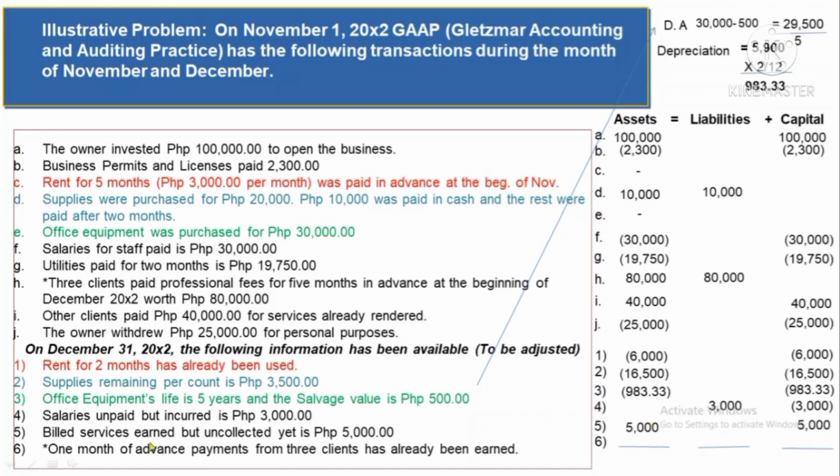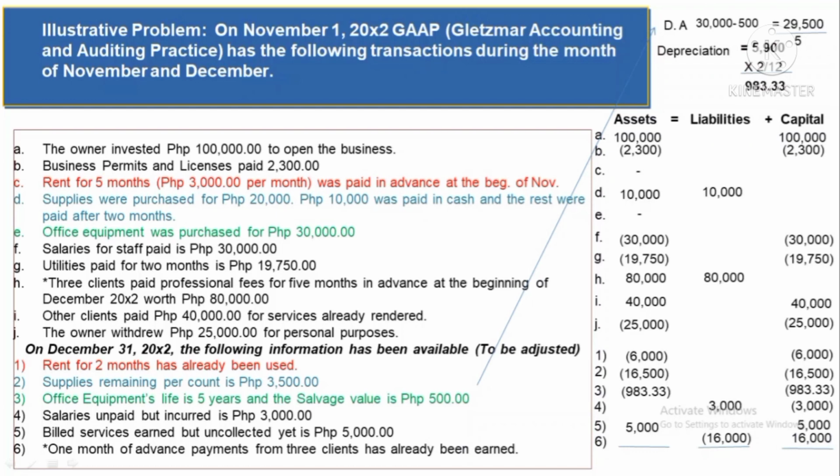Transaction number 6 is directly related to transaction H, where there is an advance payment from customers worth 80,000. It has been recognized earlier as a liability. Now, transaction 6 states that 1 month out of 5 months has already been earned. So we have 80,000 divided by 5, or you multiply it times 1 over 5, then you're going to get 16,000. So your liabilities will be decreased because you have already earned the 16,000, and of course, you're going to recognize the 16,000 as revenues already. So that's it for our analysis.